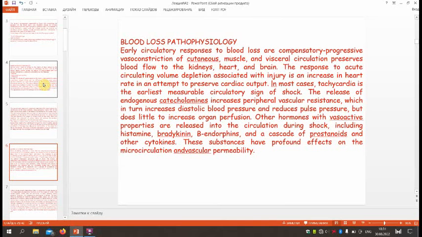Other hormones with vasoactive properties are released into the circulation during shock, including histamine, bradykinin, beta endorphins, and the cascade of prostanoids and other cytokines. These substances have profound effects on the microcirculation and vascular permeability.